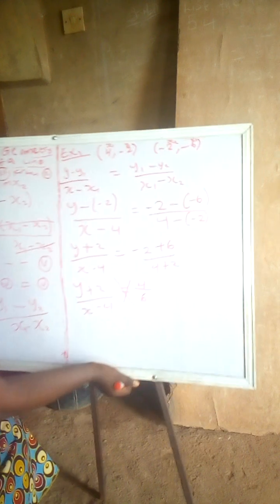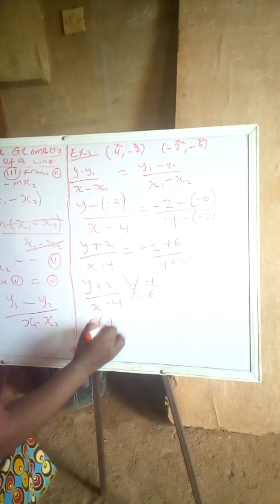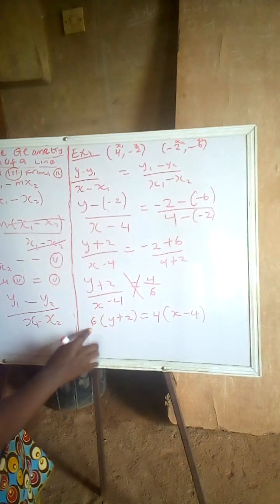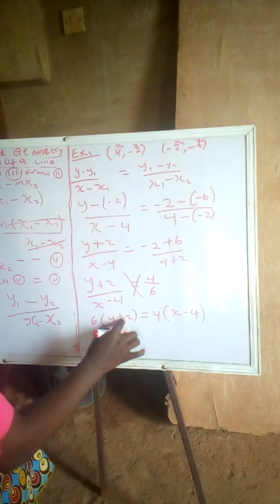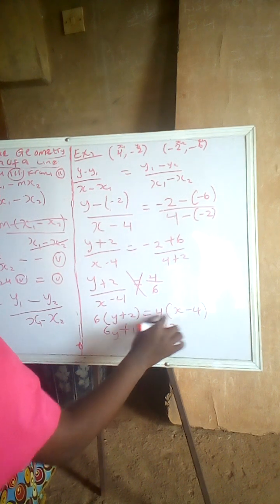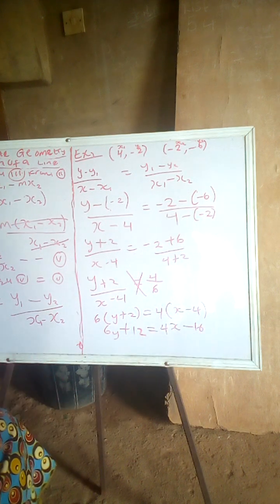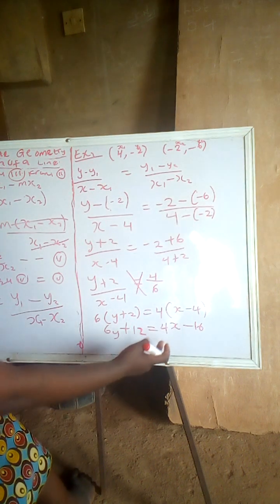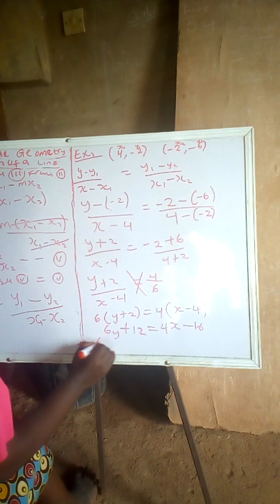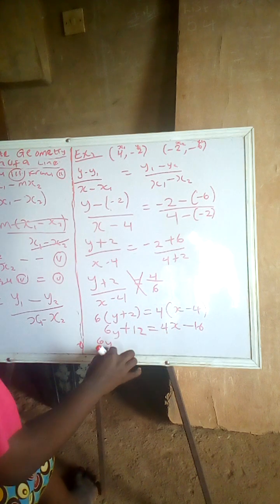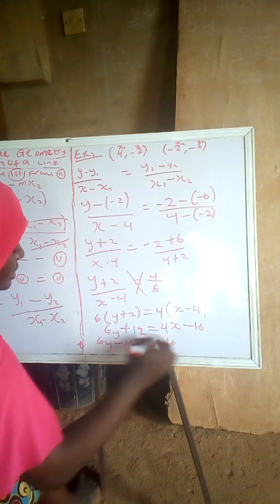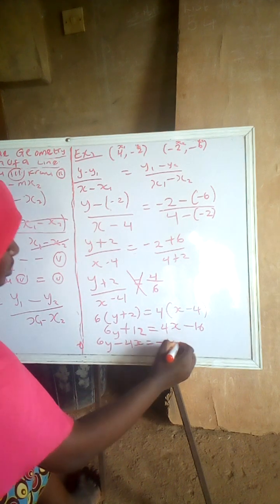Cross multiply. We have 6 into y plus 2 equals 4 into x minus 4. 6 times y, that's 6y. 6 times 2 is 12, equals 4x. 4 times 4, minus 16. So now we are going to put the one with the variables on one side, then the ordinary numbers on the other side. That's 6y. When this 4x comes here, it's going to turn to minus 4x, equals minus 16. This going to the other side is going to give us minus 12.